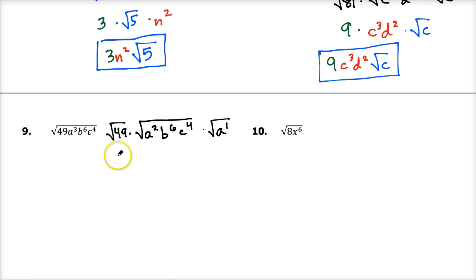So now radical 49 is 7. This becomes a b to the 3rd c squared. Again, we're thinking about dividing each of these exponents by 2 and dropping the square root sign. And then at the end we have that radical a. So final answer, 7 a b cubed c squared radical a.